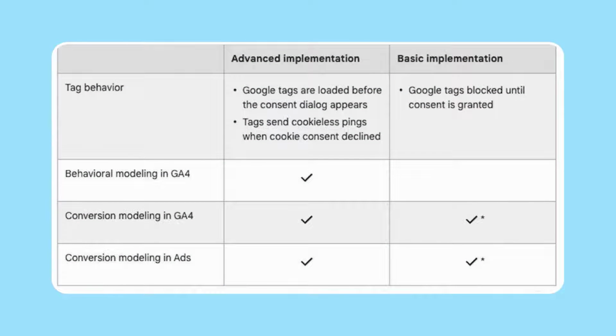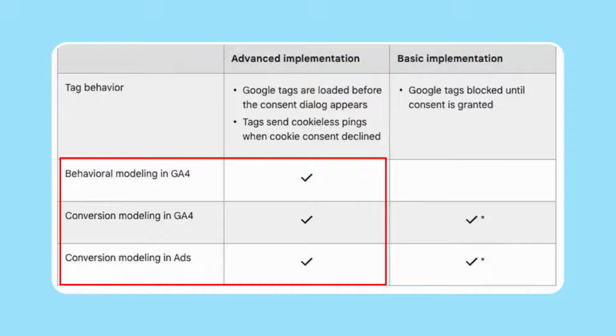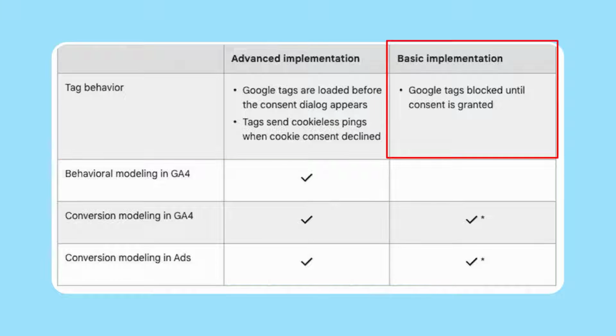So this is a great table to explain the benefits and trade-offs between the two types of implementation. As I mentioned, with the advanced implementation, the Google tags are actually loaded before the consent dialog ever appears. So the tag is there and it's loaded and it's getting the information from the browser or the user. And when the consent is declined, it sends that cookieless information back to Google. If it's accepted, it just carries on as normal. So with this advanced implementation, you will get access to behavioral modeling in GA4 and conversion modeling both in GA4 and Google Ads. With the basic implementation, you can see that the Google tags are completely blocked until consent is granted. So people who have not granted consent, their data is not collected.